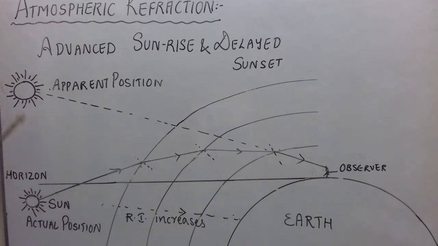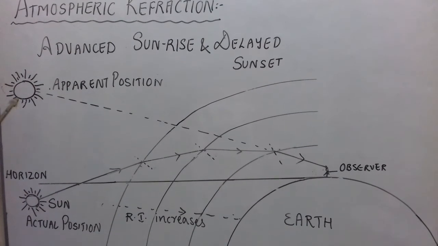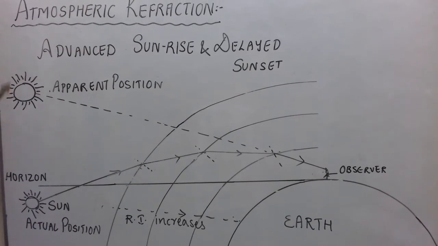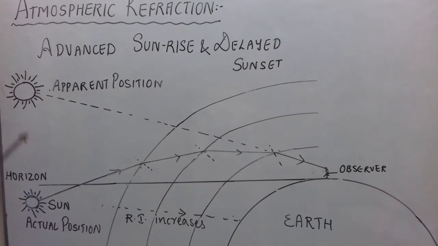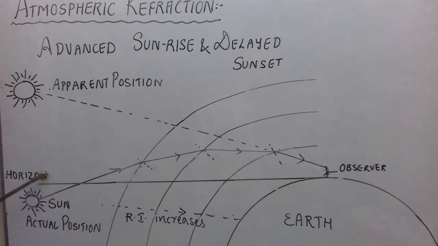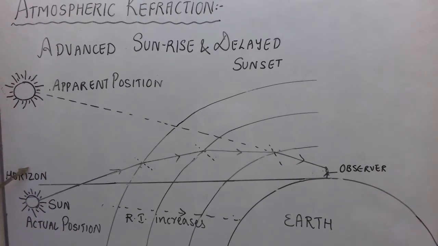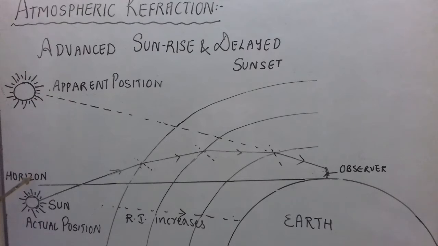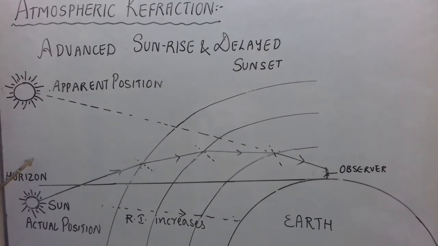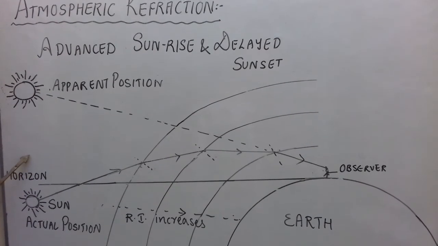So that is called the apparent sunrise. The sun is not lying above the horizon, but it is visible to us. For us, sunrise has taken place, but actually the sun has not crossed this horizon. It has not reached here. The time difference between the actual sunrise and apparent sunrise is 2 minutes.